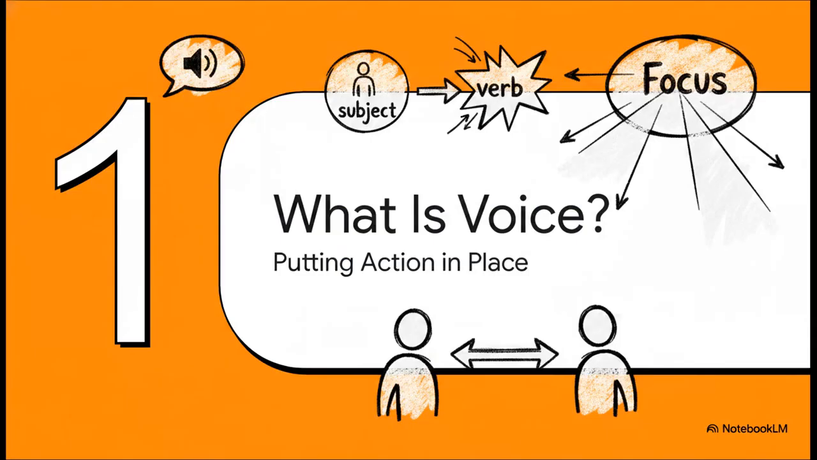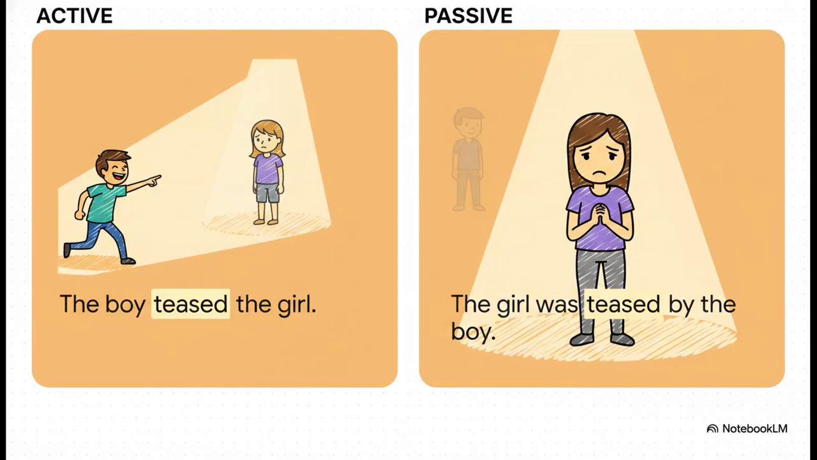Sound good? All right, so first things first, what is voice in a sentence? You could think of it like being the director of your own movie. It's all about the relationship between your subject and your verb, and it lets you decide where to shine the spotlight. Let's see this in action, because it makes all the difference.